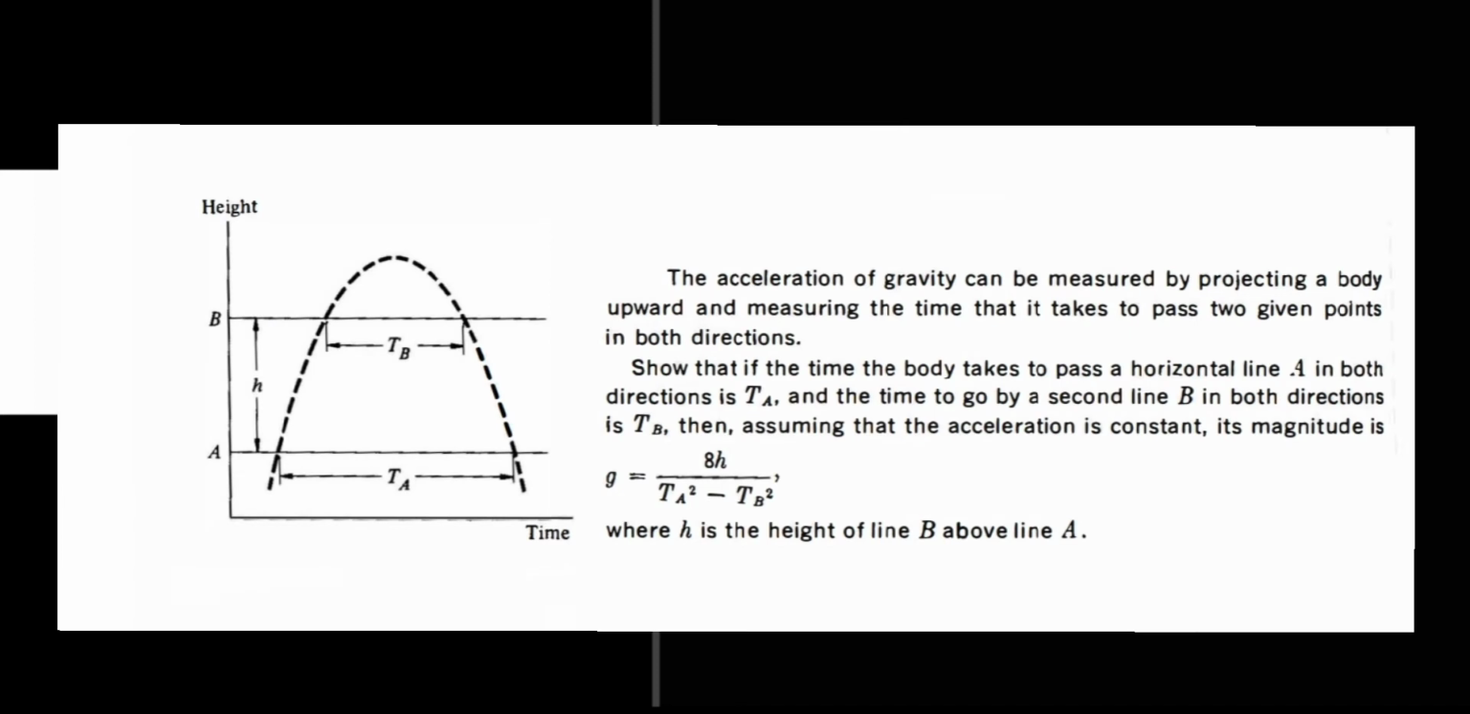The acceleration of gravity can be measured by projecting a body upwards and measuring the time that it takes to pass two given points in both directions. Show that if the time the body takes to pass a horizontal line A, which is this, in both directions is TA, and the time to go by a second line B in both directions is TB, then assuming that the acceleration is constant, its magnitude is g equals 8h over TA squared minus TB squared. And it is defined that h is the height of the line B above line A.